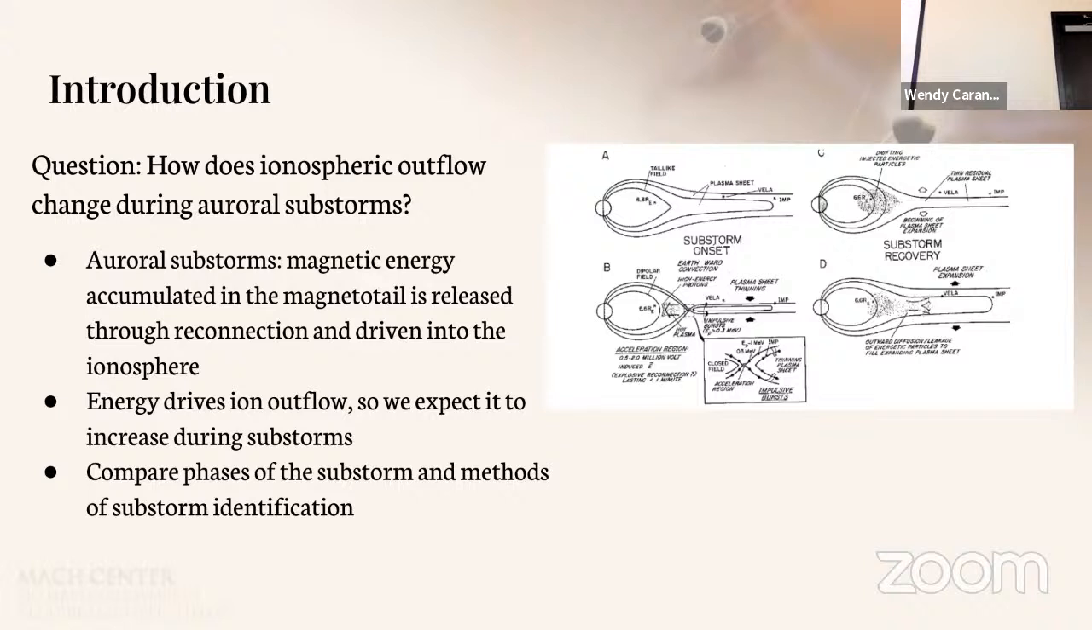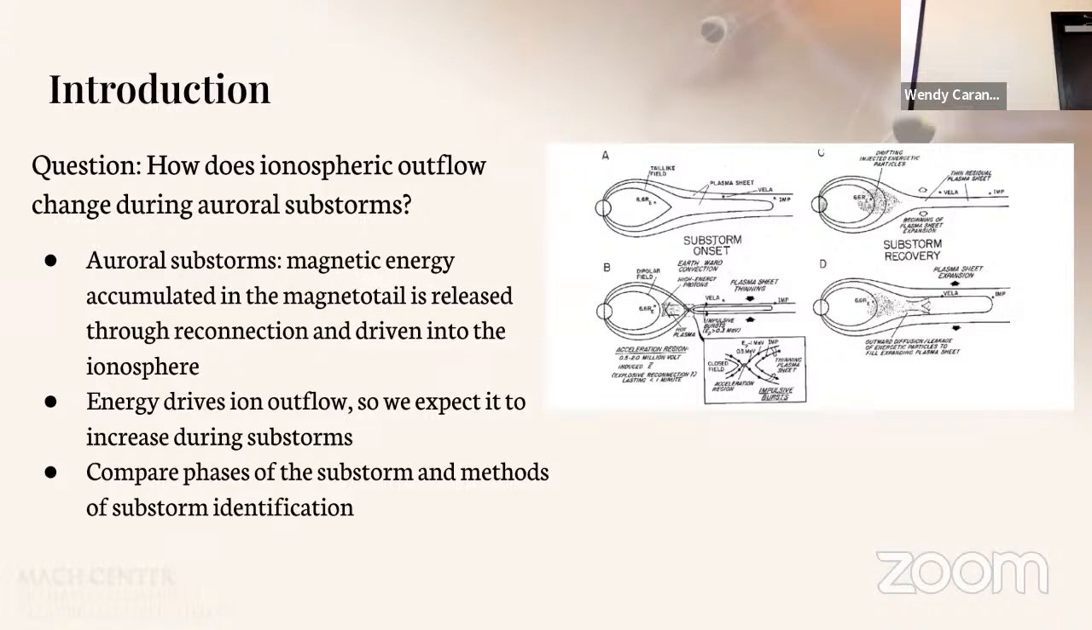You can kind of see that in the diagram on the right. The plasma sheet starts to thin, there are high energy protons flying around, and there's convection driving energy towards the Earth. This energy is the same energy that drives ion outflow, so we naturally expect ion outflow to increase during substorms. What I specifically was looking to do is compare the different phases of the substorm and compare how ion outflow varies between methods of identifying a substorm.